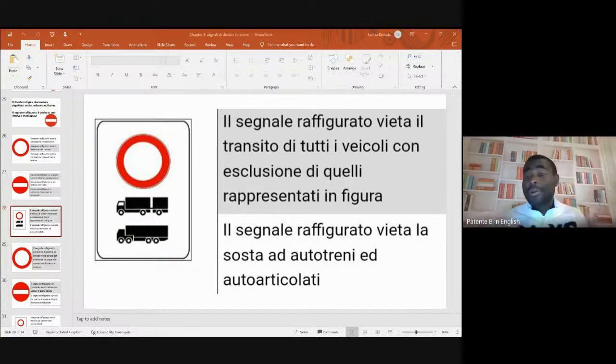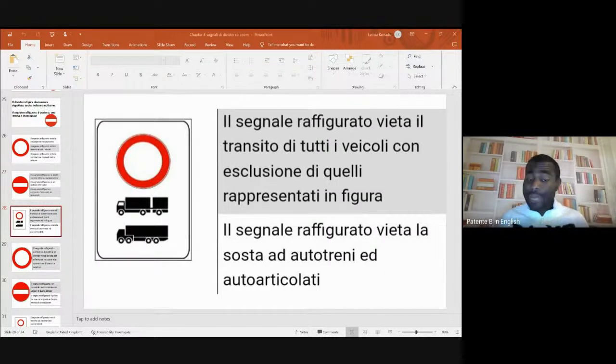Here, we are not talking about any sosta. The signal is referring to transito, the circulation. So the question says that it is forbidden for these vehicles to park their vehicle. We're not talking about parking your vehicle. If a vehicle is forbidden to transit or to circulate on the road, how can you park on the road? Because before you can park, you have to transit and park. But even you can't transit, so how can you park? So know that the answer to this question is false.